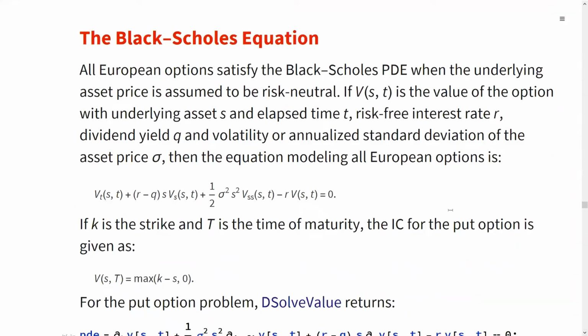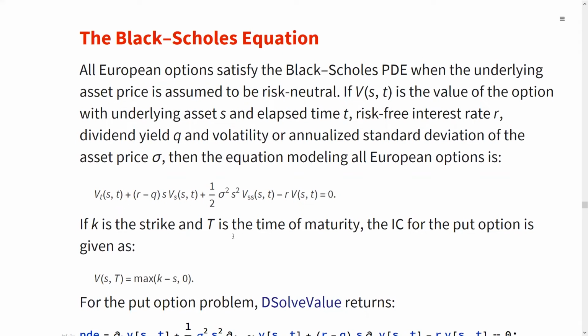Okay, this is an application from finance: the Black-Scholes equation applied to European options. This is the PDE that we will be solving. Here, V is the value of the option with underlying asset S and elapsed time T. R is the interest rate. Q is the dividend yield. Sigma is the volatility, or annualized standard deviation, of the asset price.